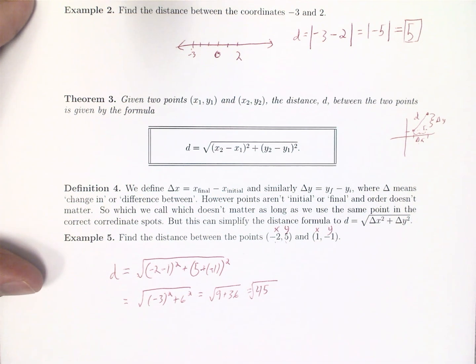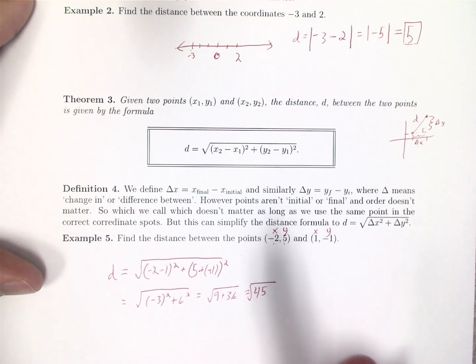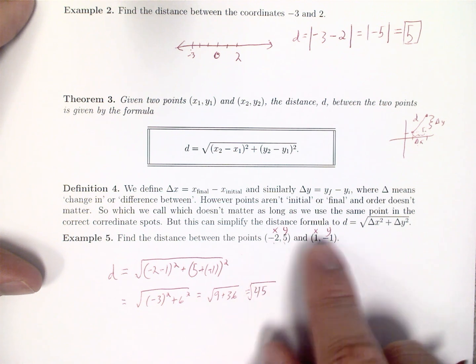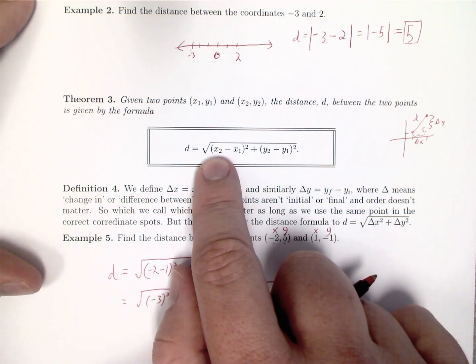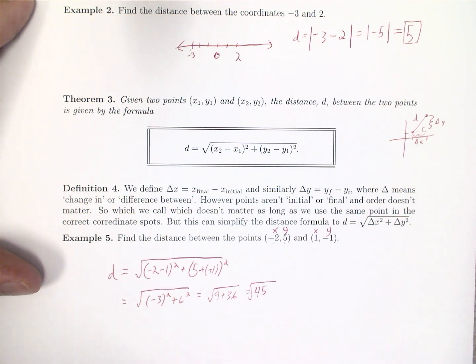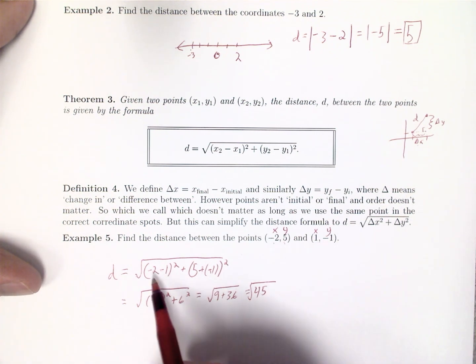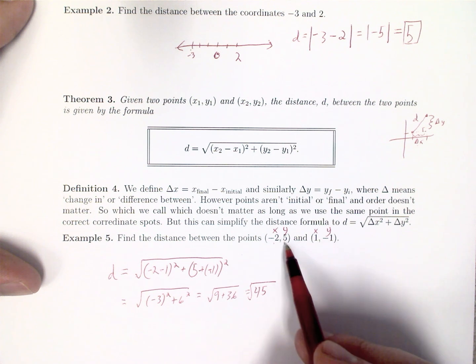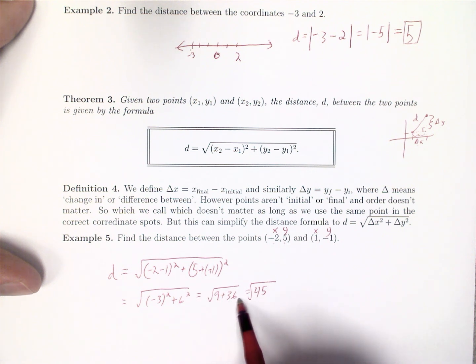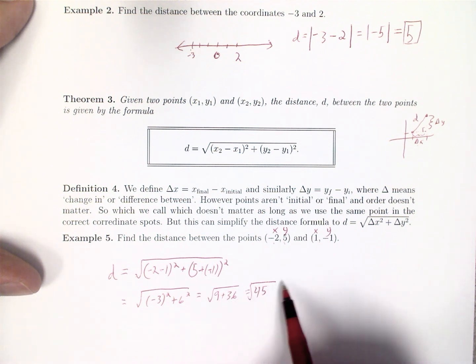To address a quick thing I just noticed: here, I just said that this was the first point and second point. Again, it doesn't matter which one is first or second, as long as you pick one and stick with it. So we could have just as easily done 1 minus negative 2, which would have been positive 3. And then we could have had negative 1 minus 5, which would have been negative 6. But because they were both squared, it still would have ultimately been the square root of 9 plus 36 in the end, which equals the root of 45.